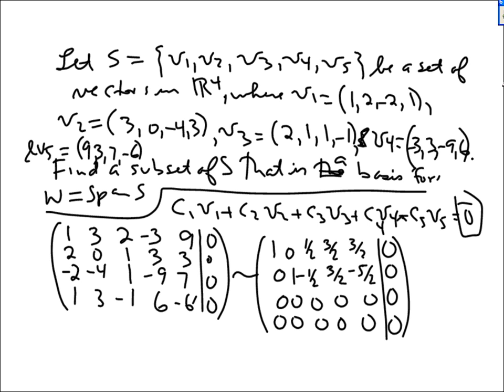Now, you want to find all the leading ones. In the first row, we have a leading one. Wonderful. In the second row, we have a leading one. In the third row, we do not, and in the fourth row, we do not. So I highlighted all the leading ones. Now, column 1 has a leading one. I don't care which row it's in, but it has a leading one. Column 2 has a leading one. Columns 3, 4, and 5 do not have a leading one.